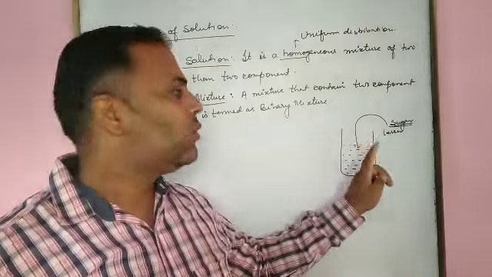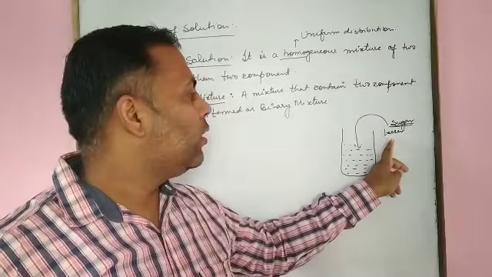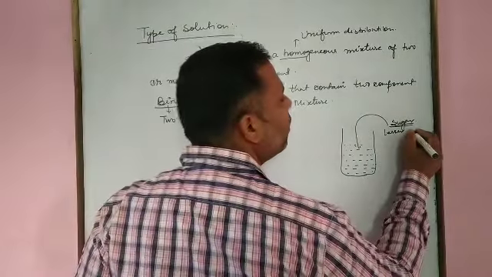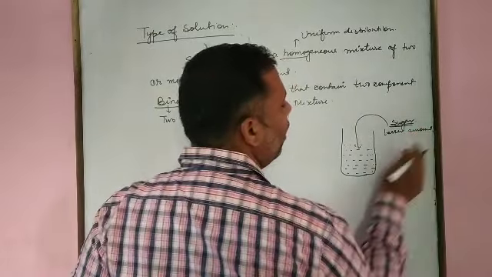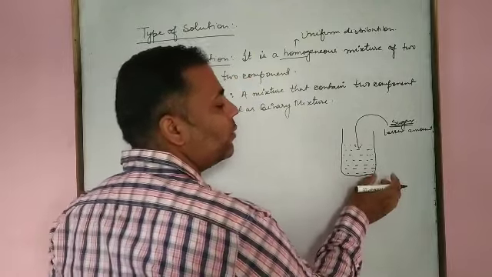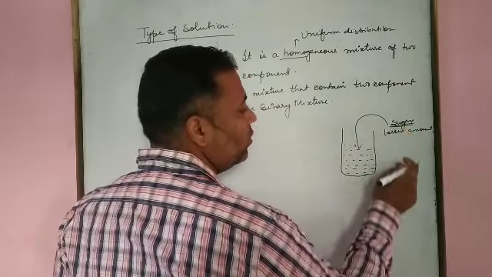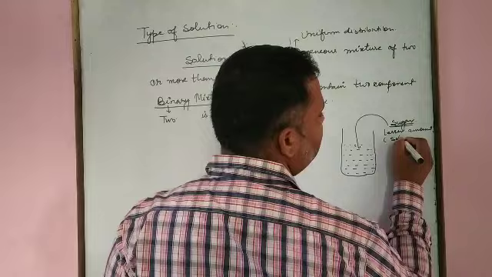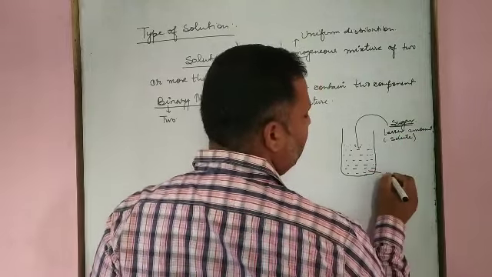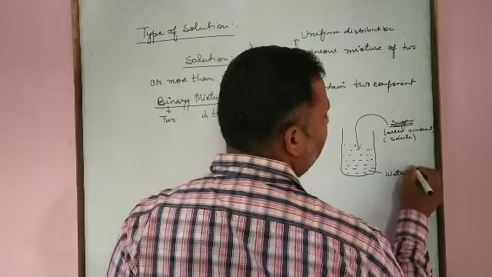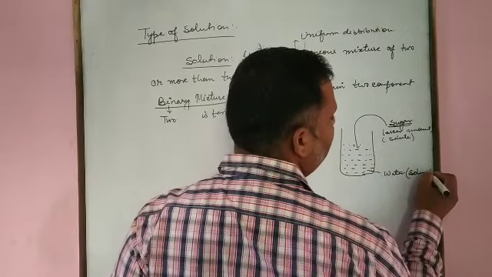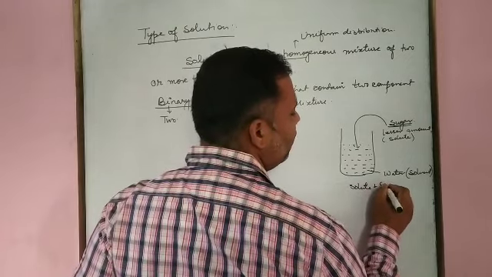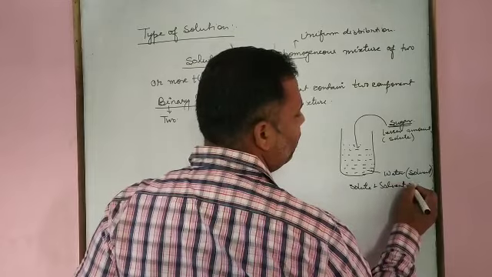In these two components, the sugar is in lesser amount, and the component in lesser amount is termed as solute. Water is in higher amount, and the component in higher amount is termed as solvent. The solute plus solvent forms solution.